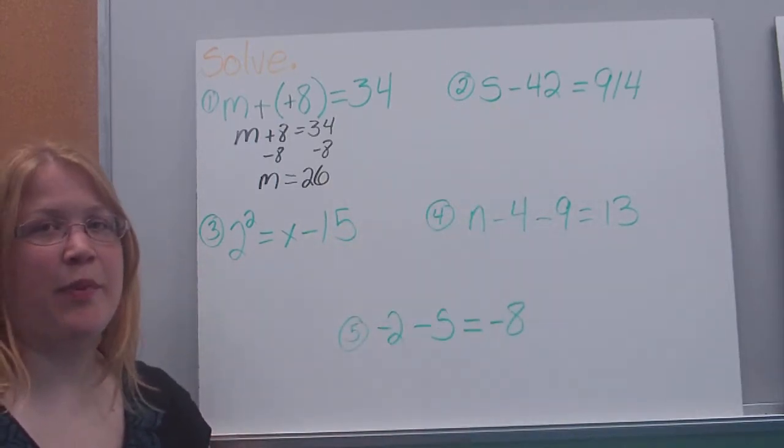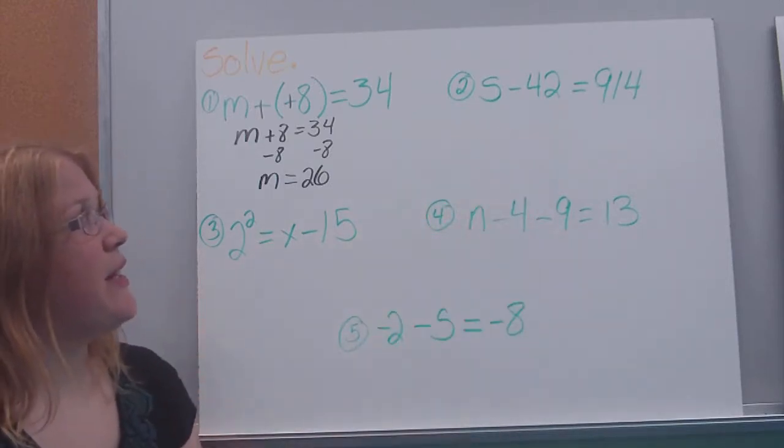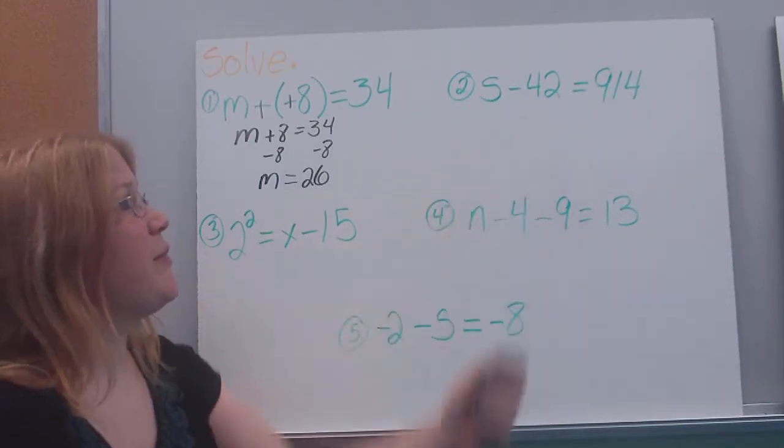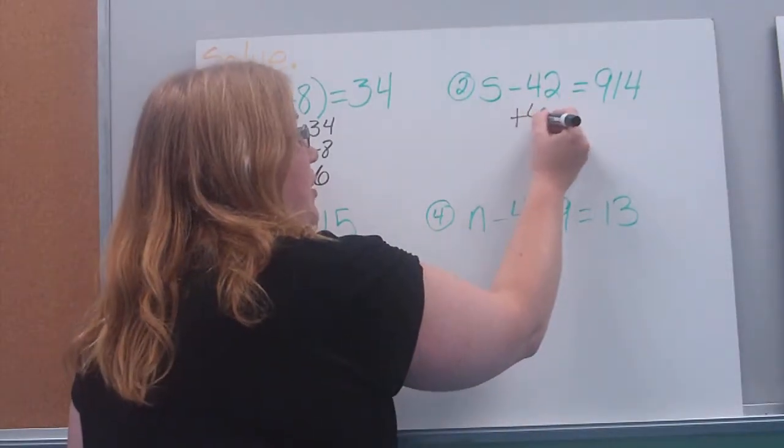Over here, we have a pretty simple and straightforward one. s minus 42. How am I going to undo my subtraction? I'm going to undo it using addition.